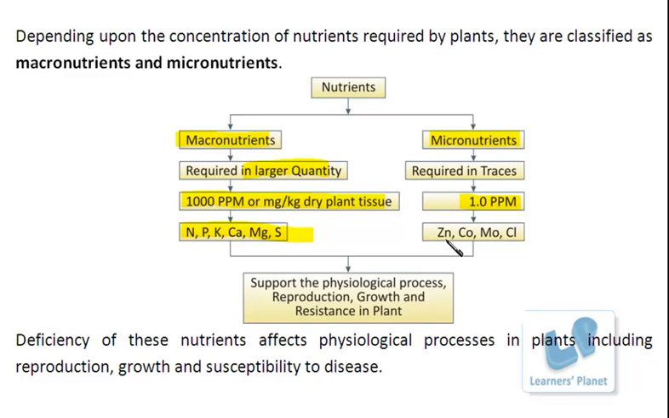Now all these elements are of course supporting the physiological process of the plants. It supports reproduction, growth, and it develops a resistance power in the plants too. So this is how it is supporting the life of the plants. And if there is a deficiency of these particular nutrients, then they can actually affect the different types of processes and the plants may become more susceptible to diseases. So this is why the nutrients are really required.